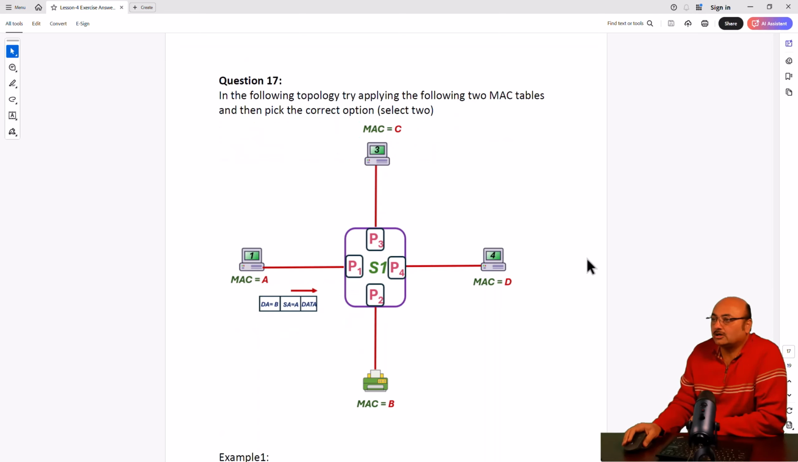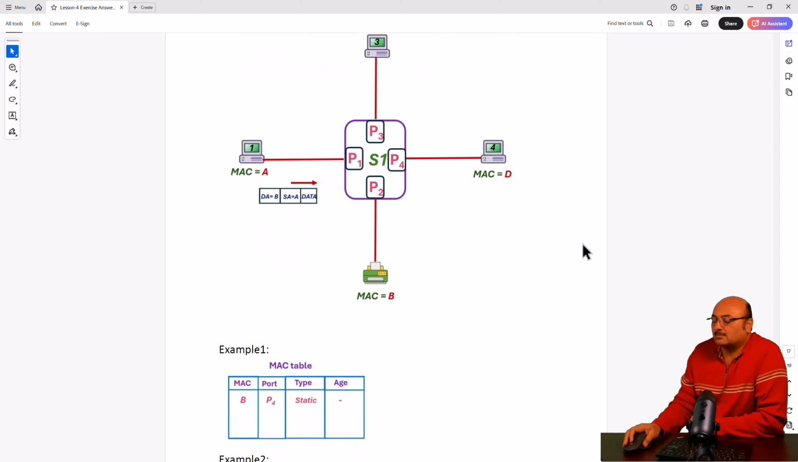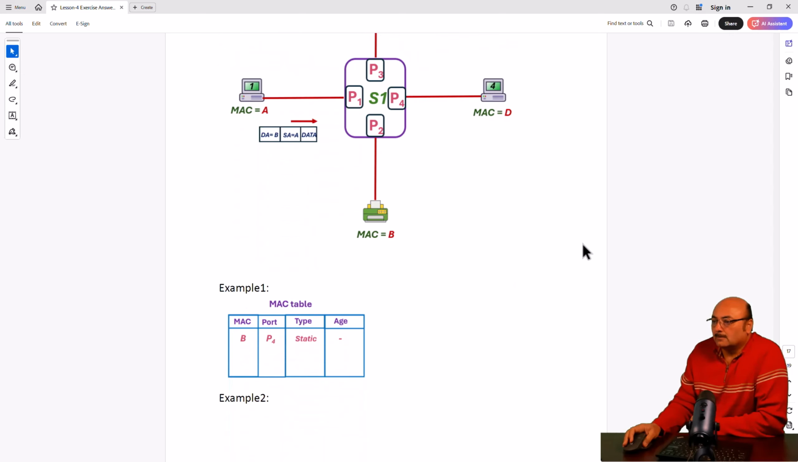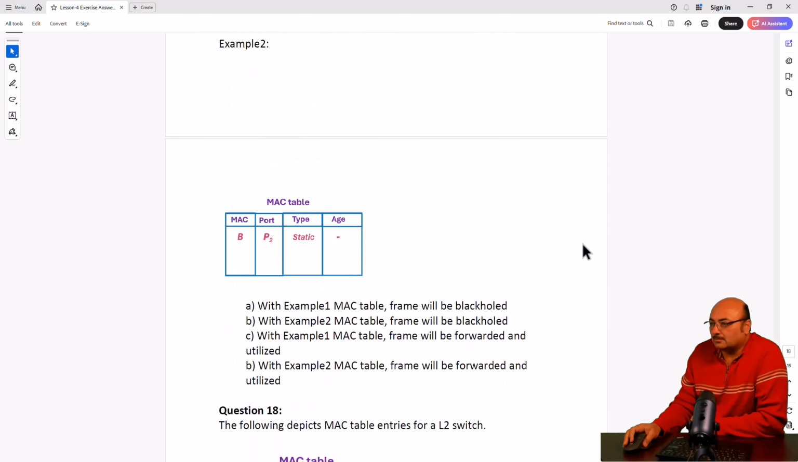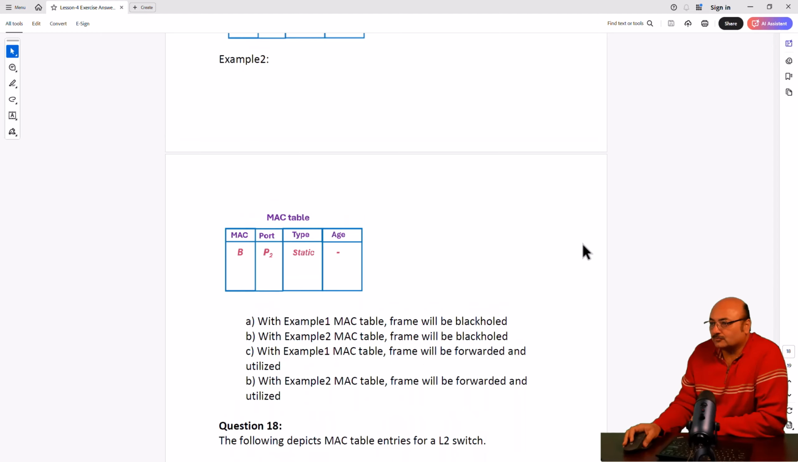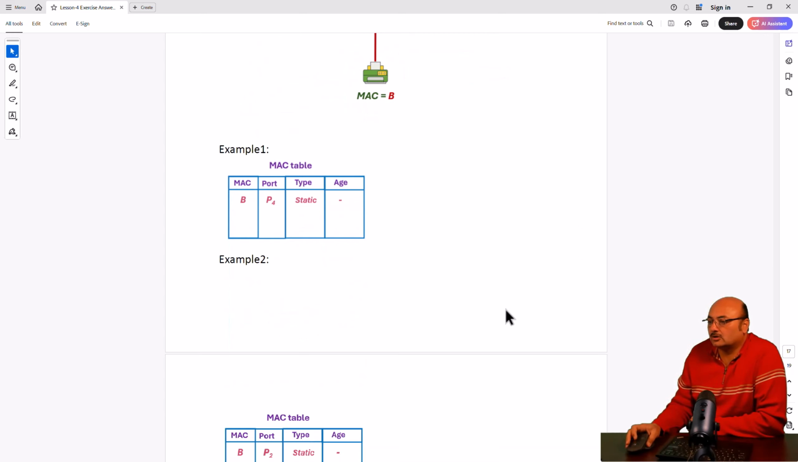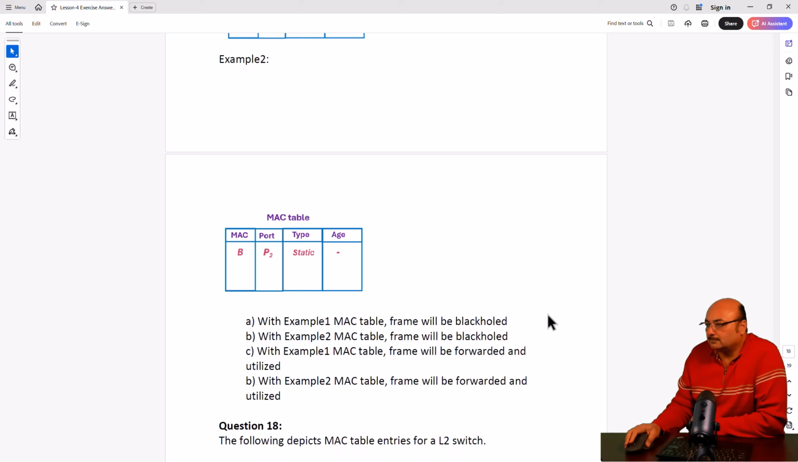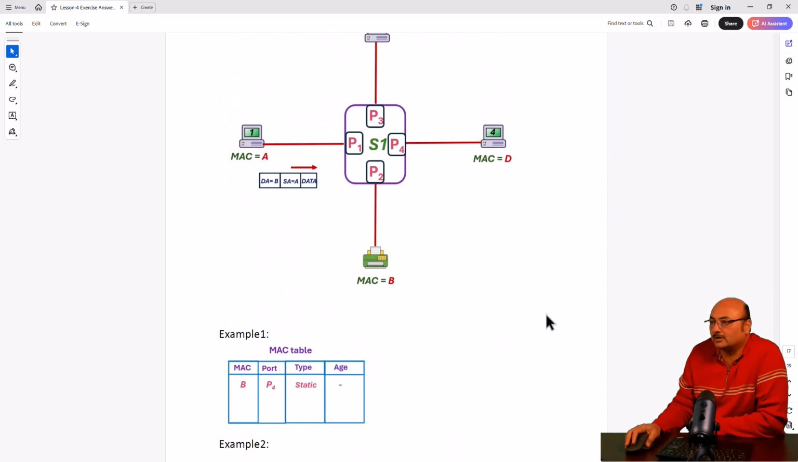Question 17. In the following topology, try applying the following MAC tables and then pick the correct option. Okay. Let us see what is happening. Two MAC tables. So the frame is coming. Let's look at the answers. For example, A, the frame will be black holed. So we are not talking about learning. We are looking at black holing or forwarding.